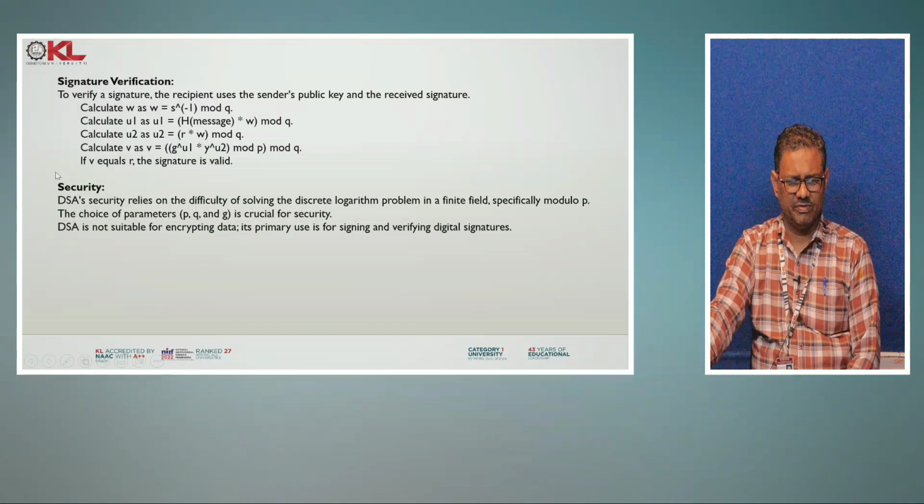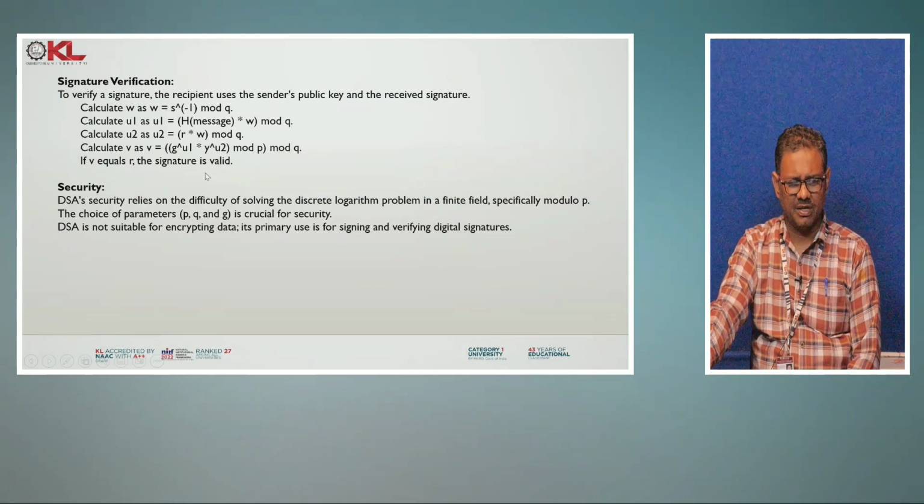Signature verification. To verify the signature, we calculate w using the formula, then u1, u2 and v, where if v equals r, the signature is valid. So by using these formulas, we are calculating different values. Finally, only if both v and r are the same should the signature be valid.